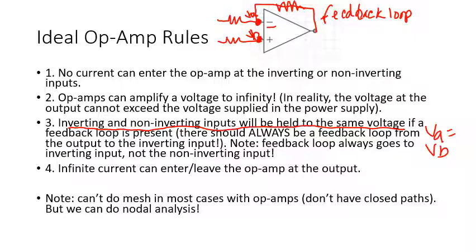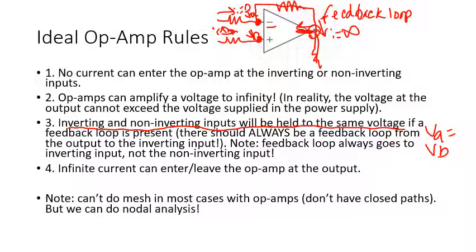Rule number 4 is that infinite current can leave the op amp at the output. Although we said we can't have current at our non-inverting or inverting inputs, at our output I can have current, and it can technically go up to infinity going through it. So stuff can come out or into here. The direction doesn't matter.